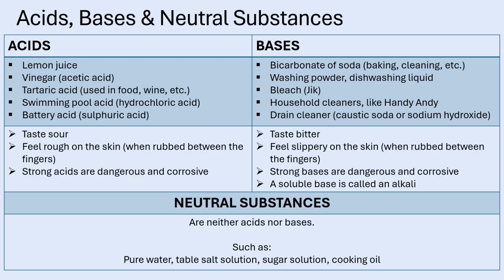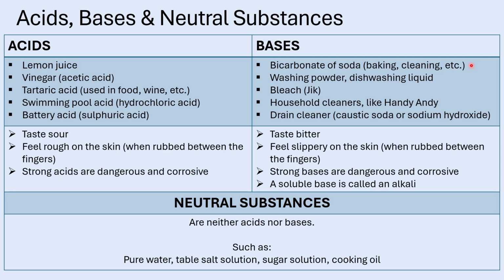Just to get a general feeling of what acids and bases are, let us look at a few examples. Acids are things like lemon juice, vinegar or acetic acid, tartaric acid that you use in food and wine, swimming pool acid or hydrochloric acid, which is the scientific name, and then battery acid that you use in a car's battery, or sulfuric acid. And then examples of bases are bicarbonate of soda that we use for baking and cleaning. You get that in all kitchens.